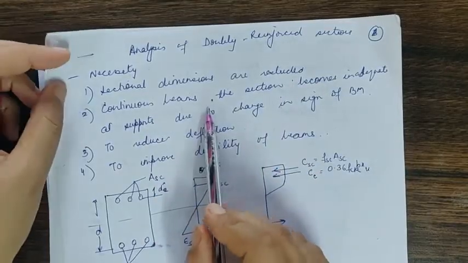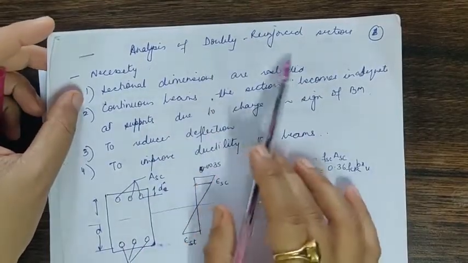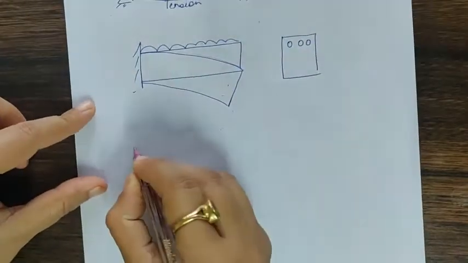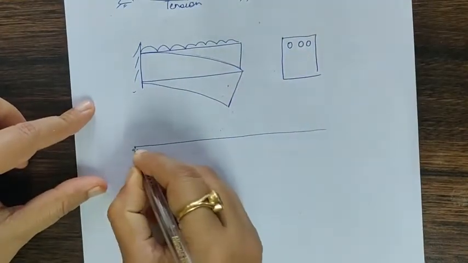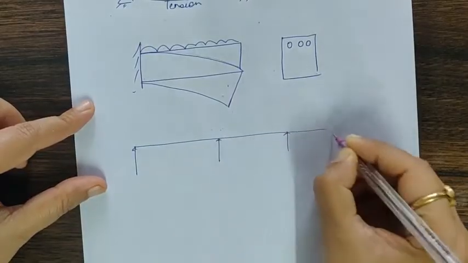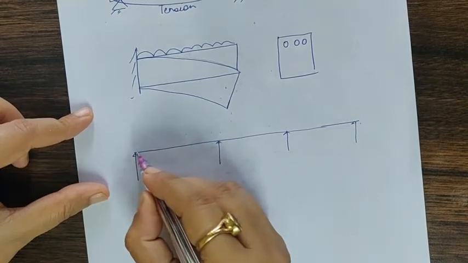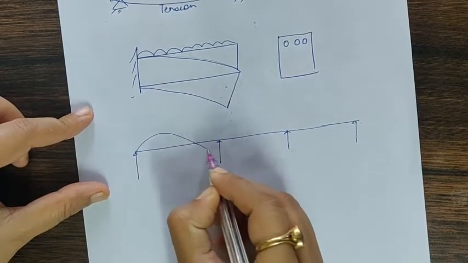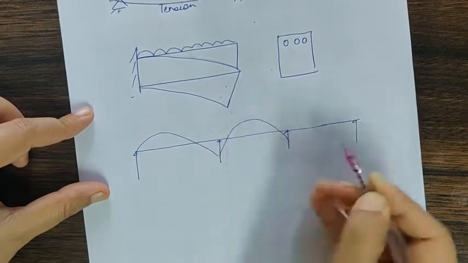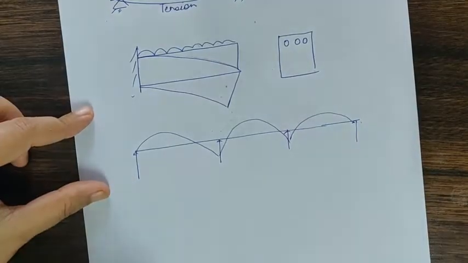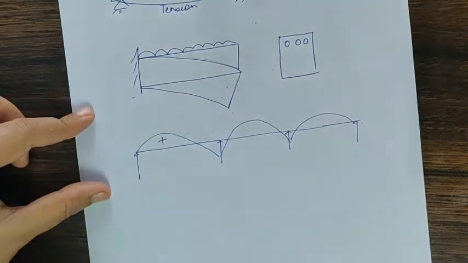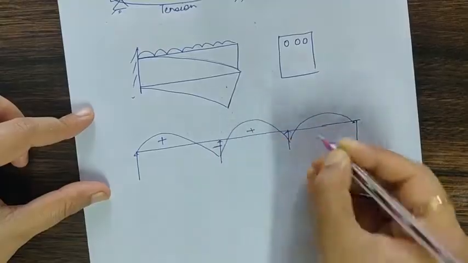Continuous beam. Why in continuous beam we require a doubly reinforced section? Because if you look at a continuous beam, it is something of this type. You are having supports somewhere in between. So it means its bending moment diagram will be something of this type. So it means it is positive in certain location, it is negative in certain location.